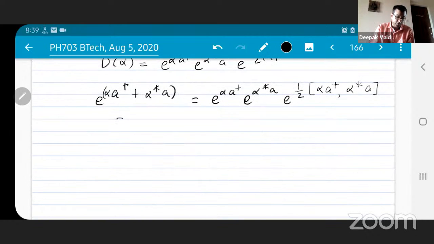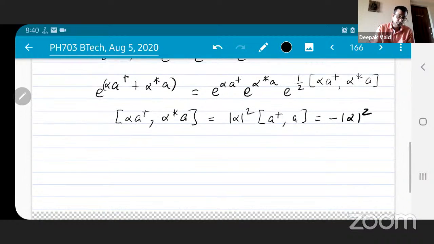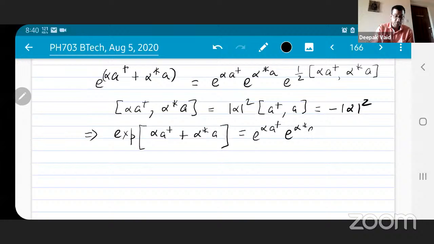And what is the commutator of this? What is this, alpha A dagger comma alpha star A? Well, alpha is just a constant, so it will come out. So you'll get alpha squared times the commutator of A dagger and A, which is going to be equal to minus alpha squared. And so you can write the exponent of alpha A dagger plus alpha star A as the exponent of alpha A dagger, the exponent of alpha star A, and then the exponent of minus 1/2.